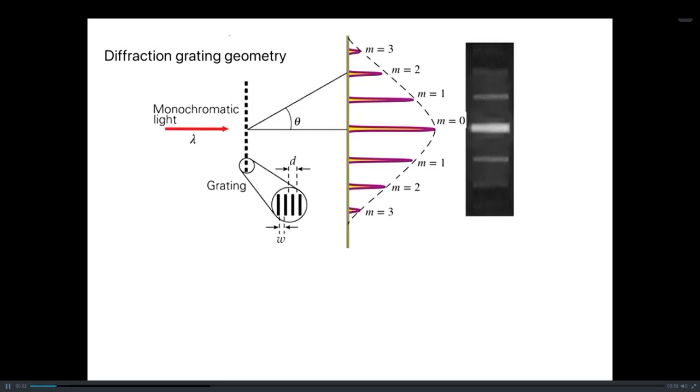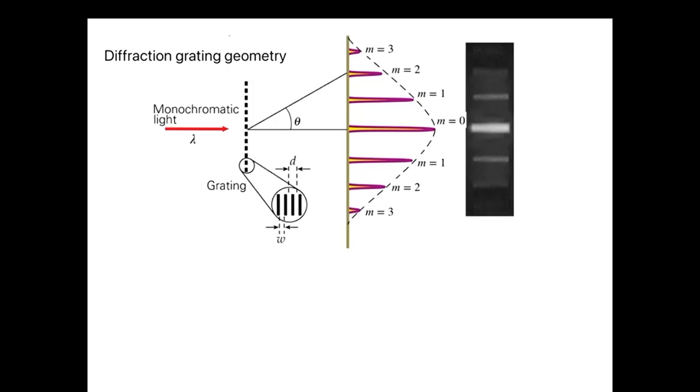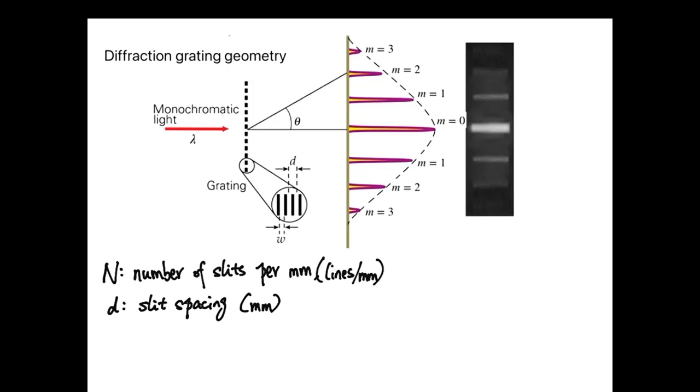So let's set up the geometry of the diffraction problem. Then we will play with the math a little bit. The grating is described by n, given in lines per millimeter. It's the number of slits per millimeter. The value we need is d, which is 1 over n. So d is the slit spacing, in millimeters.